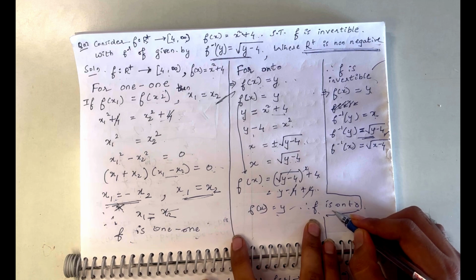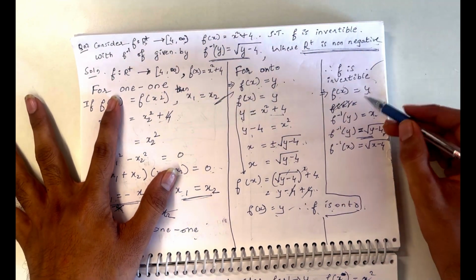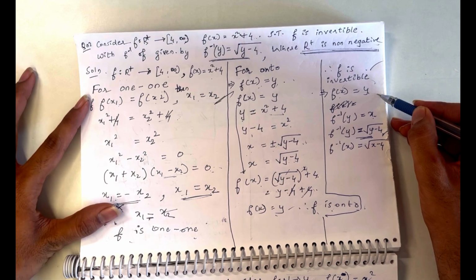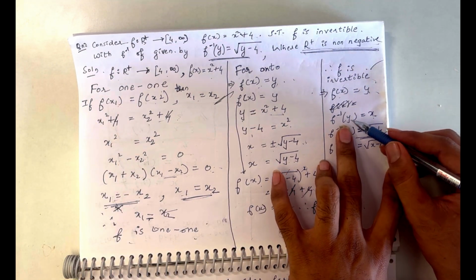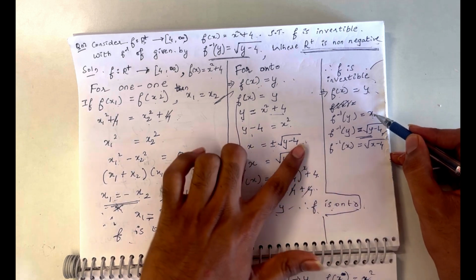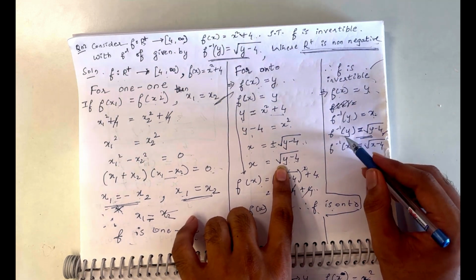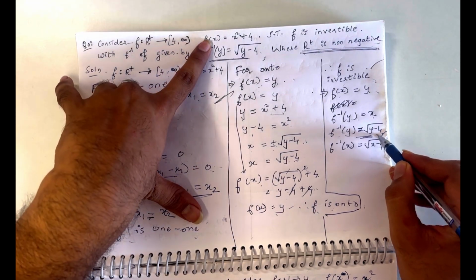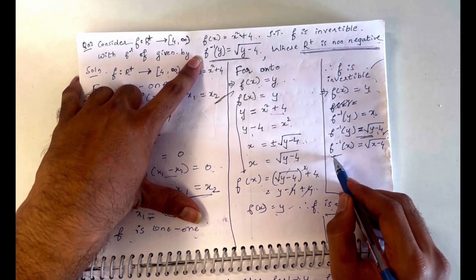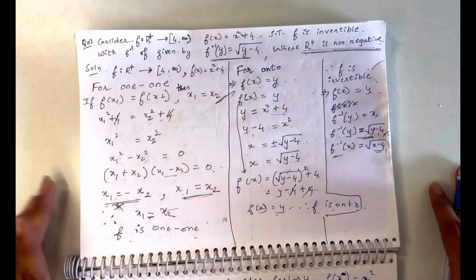Therefore, f is onto. Since f is both one-one and onto, f is invertible and f of x is equal to y. Shifting f towards the other end, it will be f inverse y is equal to x. x in terms of y, we have already got root y minus 4, so f inverse y is equal to root y minus 4, and it is the inverse of the given function in terms of y. If we are supposed to write it in terms of x, f inverse x will be, in place of y we are substituting x, so it is root of x minus 4.